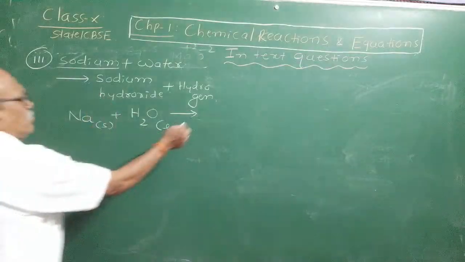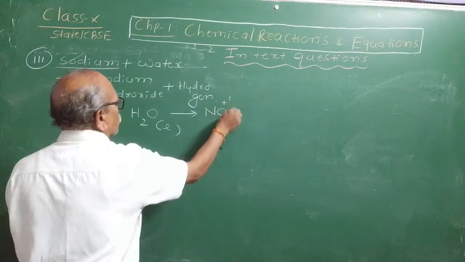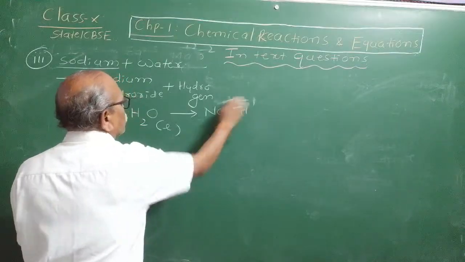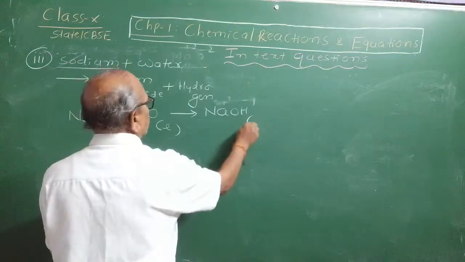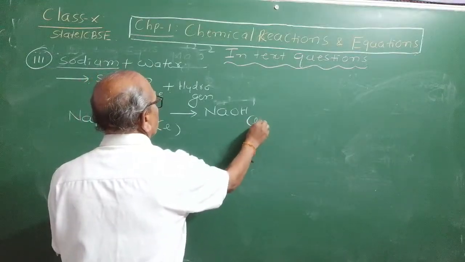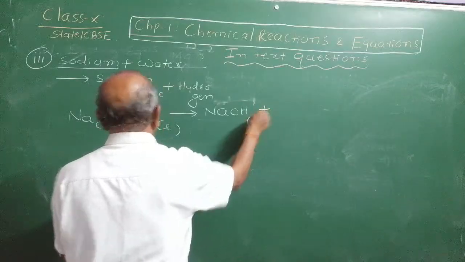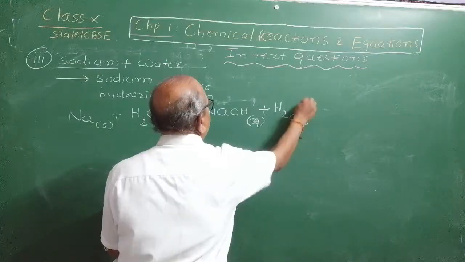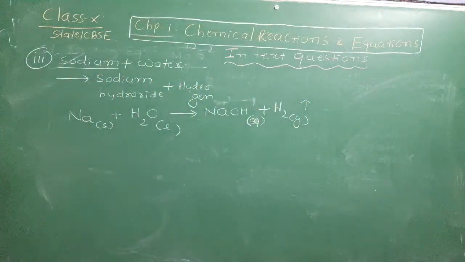Sodium hydroxide. What is the formula of sodium hydroxide? Sodium will have valency plus 1. Hydroxide will have valency minus 1. Plus 1 minus 1, 0. Net charge will be 0. It is very easy. Sodium hydroxide is in the liquid state or aqueous solution, plus hydrogen gas is liberated. It is a gas. You have to write physical state properly and balance the equation.